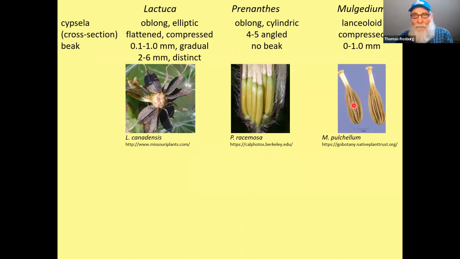So Mogideum is, again, formerly a Lactuca, somewhat similar to these over here. It's not nearly quite as flat, though, as you can see here. There is some compression there, but it's not nearly as flat and compressed as we see here. And there is a little bit of a beak, but it's a much more stout beak. It's not nearly as slender as these over here.